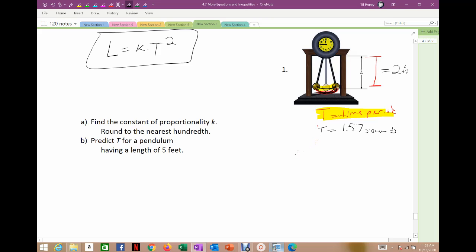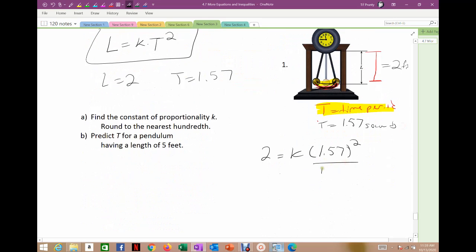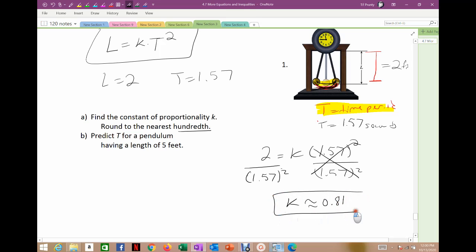All right, so the k, well, I just plug my numbers in. So I know L is 2, T is 1.57, and I plug them in to find k. So 2 equals k times, don't forget, 1.57 squared, because it's the square of the time. You have to remember to square it. And so divide by that squared. So k equals 2 divided by 1.57 squared. Rounded to the nearest hundredth, it comes out 0.81. And so there's the k.